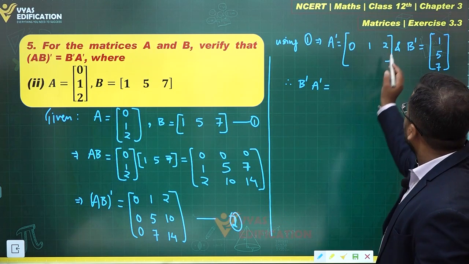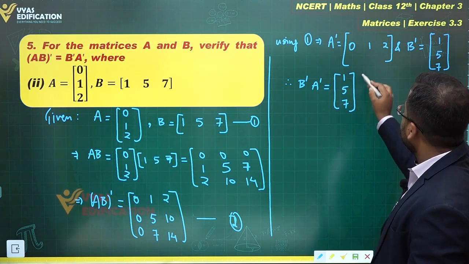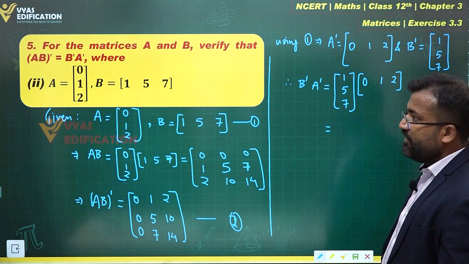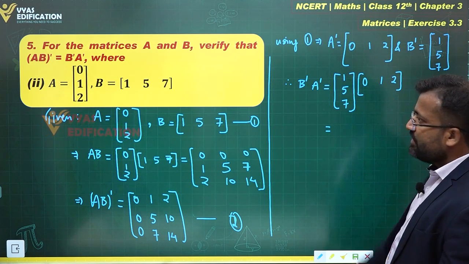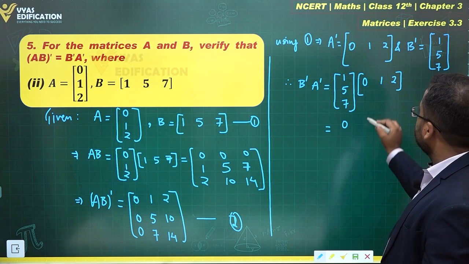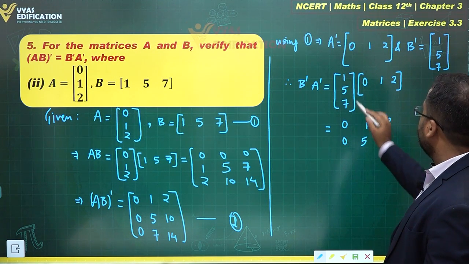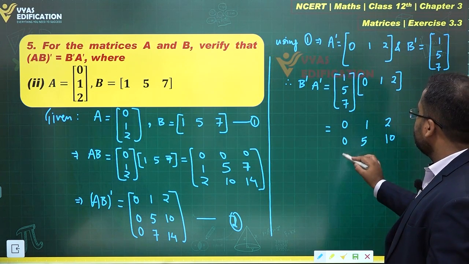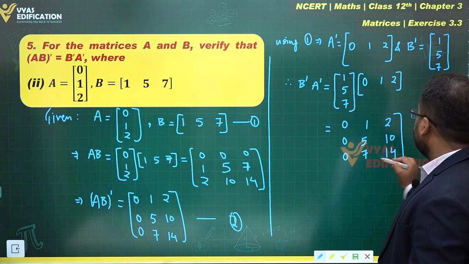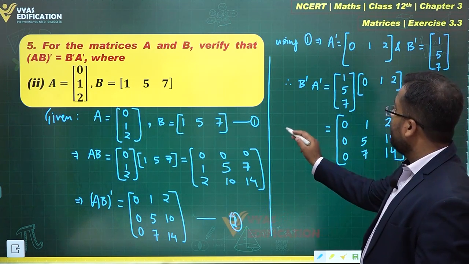Let's find that. B transpose is 1, 5, 7. A transpose is 0, 1, 2. And the product can be found very easily. This is 3 by 1, this is 1 by 3. The final product would be a 3 by 3 matrix. 1 times 0 is 0, 1 times 1 is 1, 1 times 2 is 2. 5 times 0 is 0, 5 times 1 is 5, 5 times 2 is 10. 7 times 0 is 0, 7 times 1 is 7, 7 times 2 is 14. This is what I have, and this is the product B transpose A transpose.